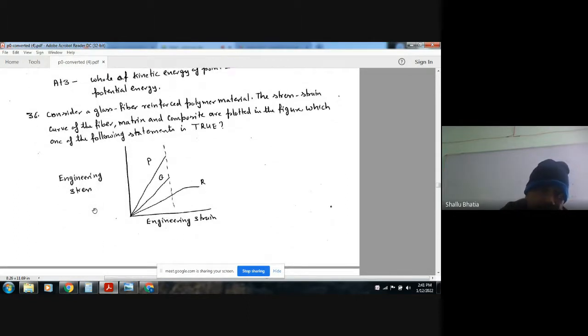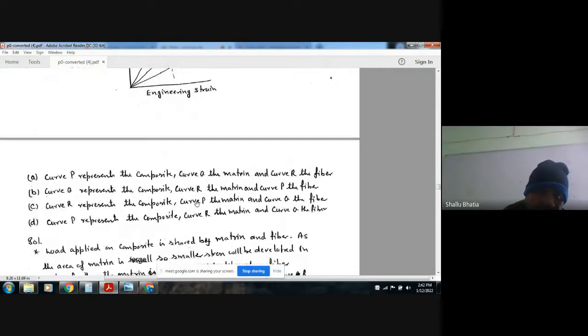Consider a glass fiber reinforced polymer material. The stress strain curves of the fiber, matrix and composite are plotted in the figure. Which one of the following statements is true? So this is the graph given between engineering stress and engineering strain, with curves P, Q, and R. So we have to choose the right statement.